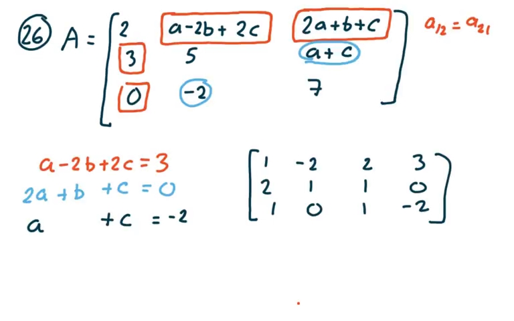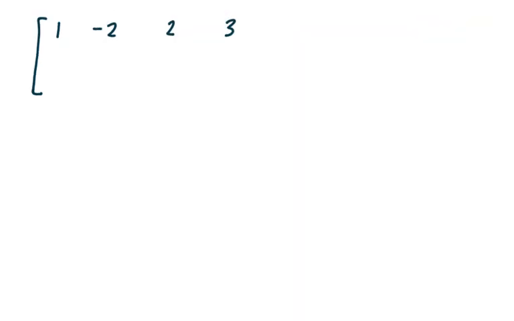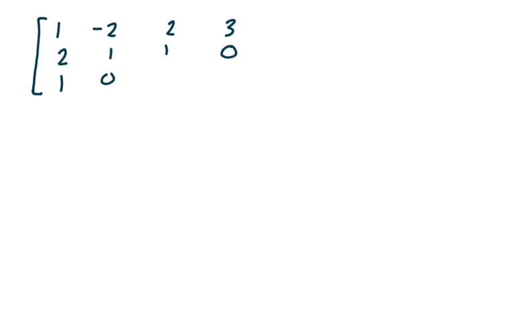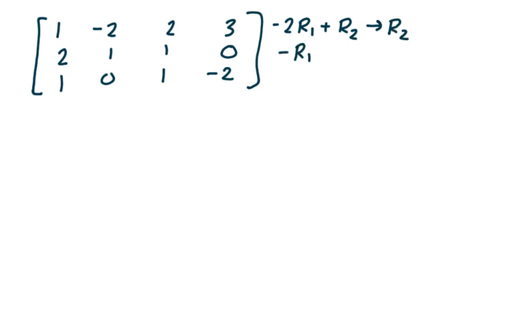That's the first row. And then 2, 1, 1, 0. And then we get 1, 0, 1, -2. Okay. So I'm going to take -2 row 1, add it to row 2, put the result back into row 2. Then I'm going to take negative row 1, add it to row 3, put the result back into row 3. So I'm going to put this in row echelon form, and that's plenty.